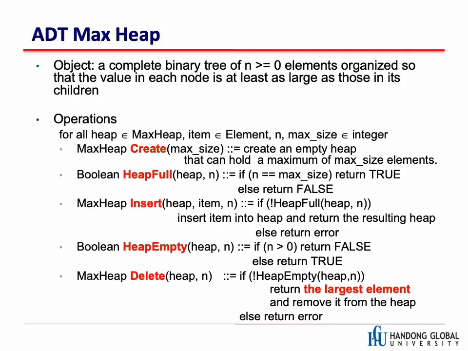Second, we want to check if it is full. Next is the insert operation. We want to insert a new item into the max heap, and the result should be a max heap too. And we can check if it is empty, and we can delete one element from the heap. In a C++ implementation, we don't have to pass this heap as a parameter, because it is a class member, so we know which heap we are talking about.